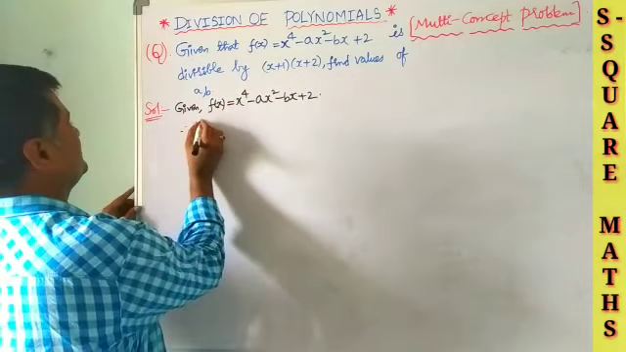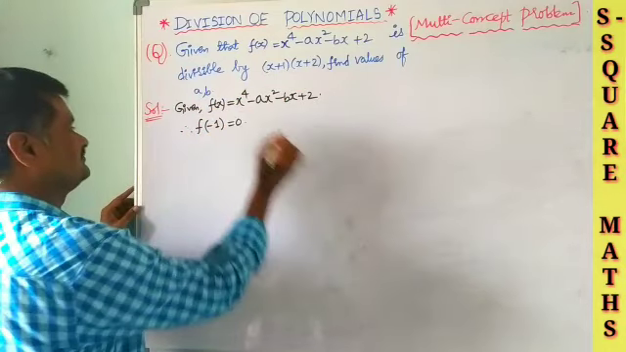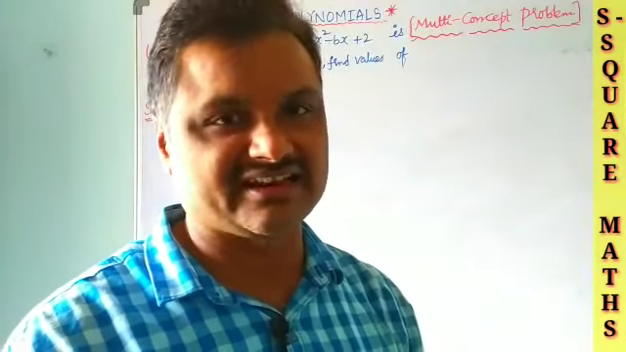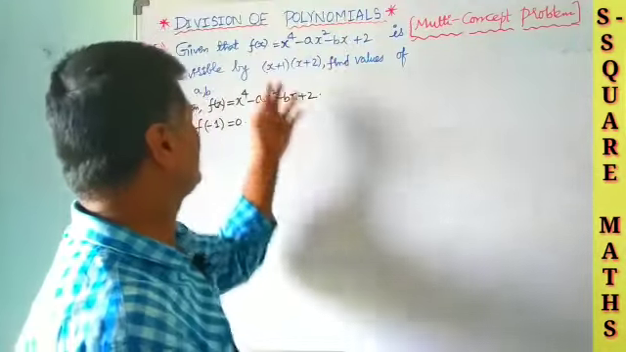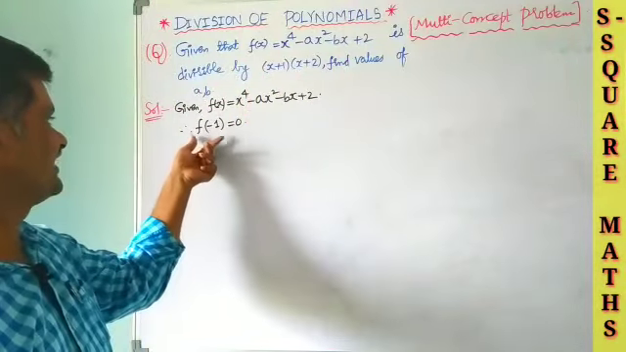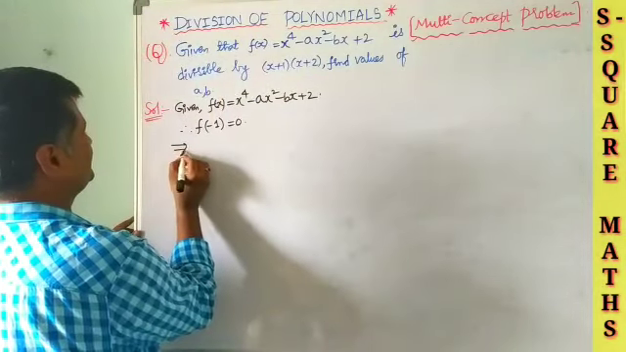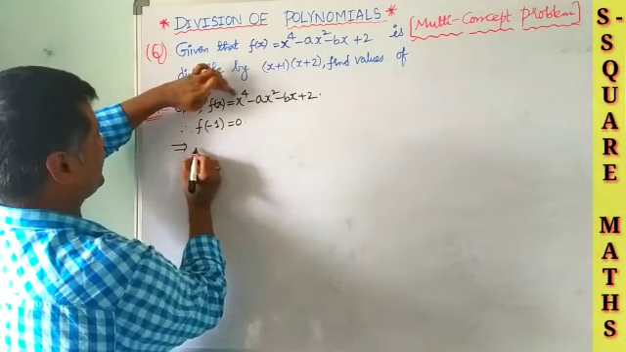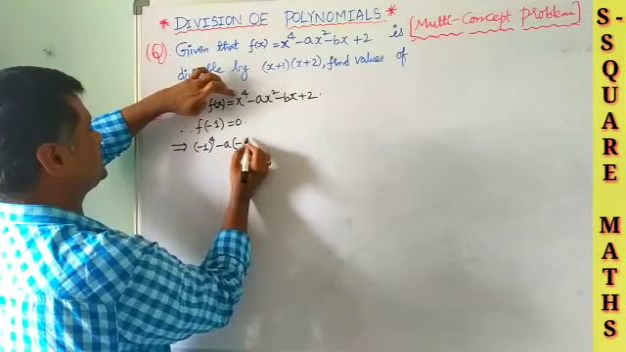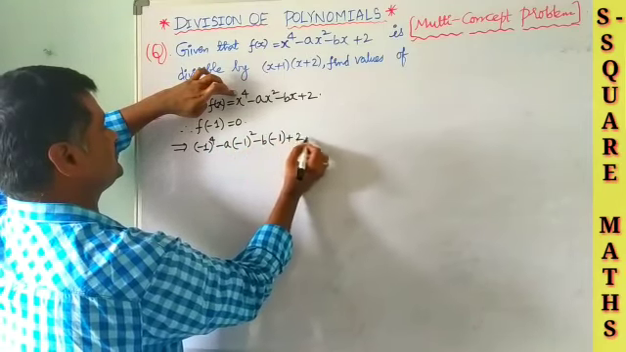Therefore, f of minus 1 is equal to 0. By which theorem? Factor theorem, as we discussed in our 9th grade. So f of x is divisible by both x plus 1 and x plus 2. Therefore, by factor theorem I can write f of minus 1 is 0. This implies in the place of x I have to substitute minus 1. So minus 1 whole power 4, minus a into minus 1 whole square, minus b into minus 1 plus 2 is equal to 0.